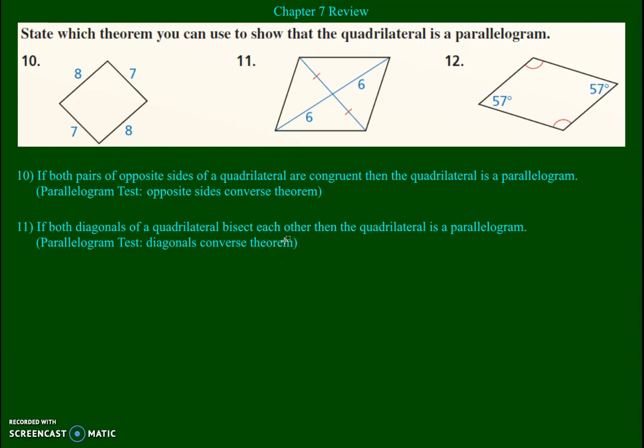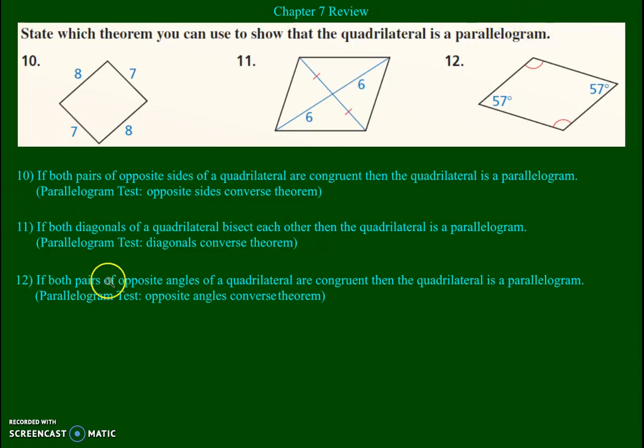Now for problem 12, here we have opposite angles that are congruent. In this case, this theorem is very similar to the opposite sides theorem. It's the parallelogram test, opposite angles theorem, which says if both pairs of opposite angles of a quadrilateral are congruent, then the quadrilateral is a parallelogram. Again, that's the parallelogram test, opposite angles converse.